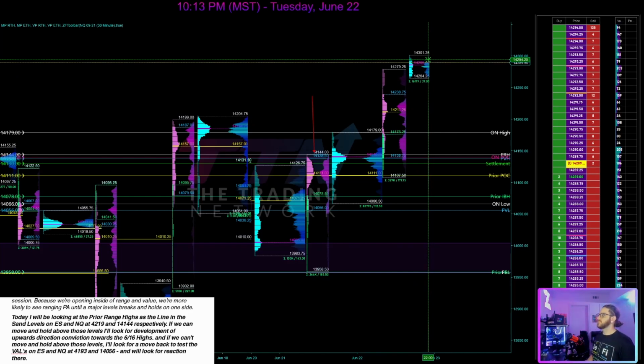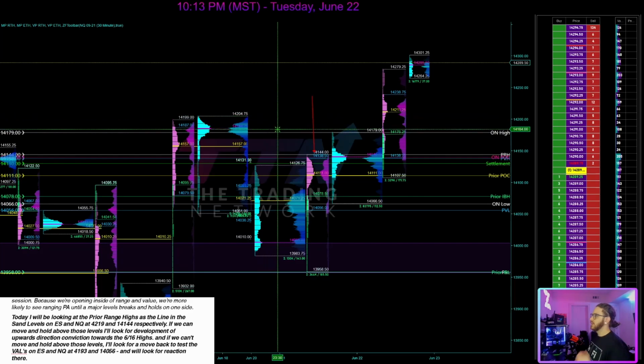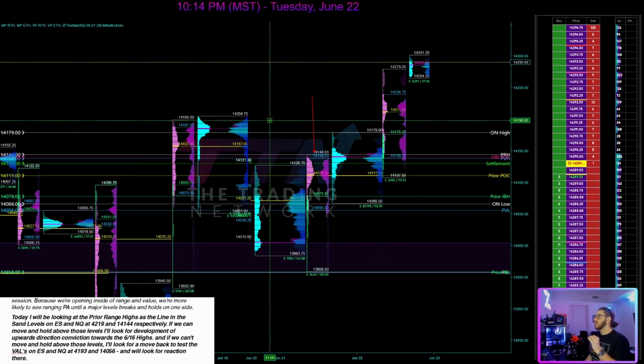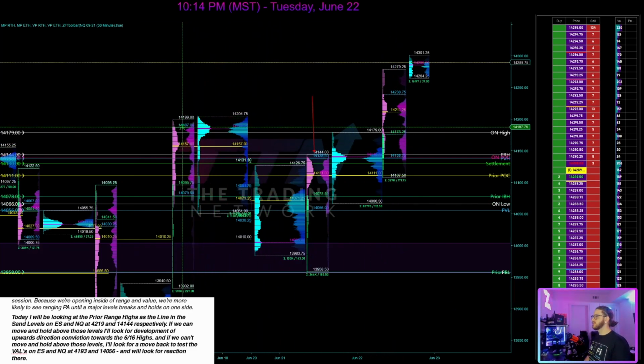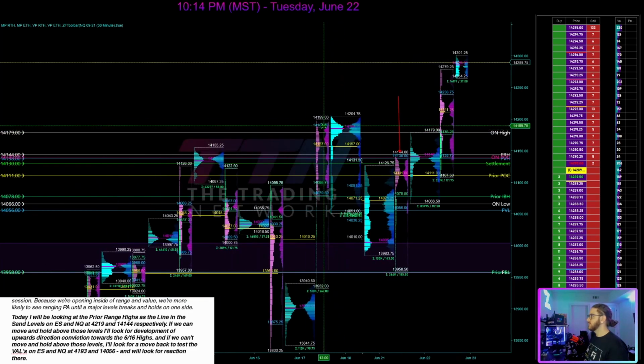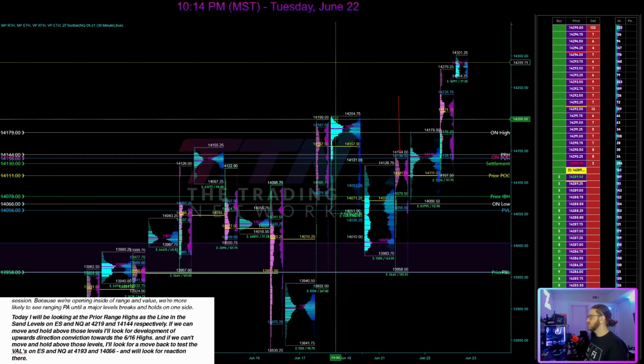So this was moving into my line in the sand levels. You can see that both the highs for NQ and ES from yesterday were my line in the sand, and if we could move and hold above those, I was looking for upwards directional conviction to develop and a continuation into the highs from June 16th, which you can see is exactly what happened. So here's the highs, 14.199, 14.204.